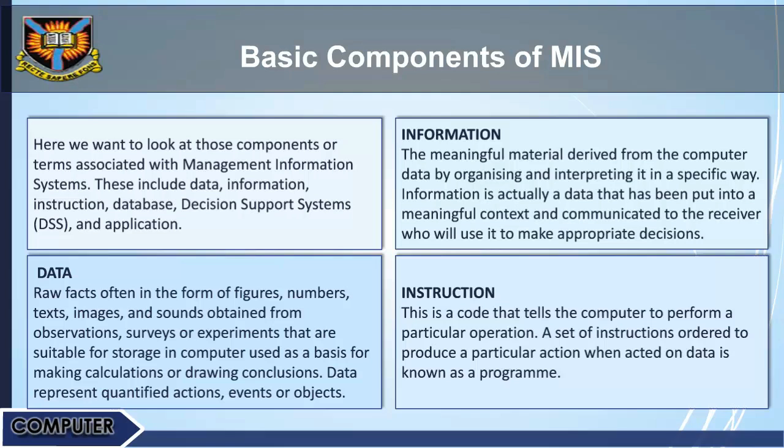Information. The meaningful material derived from the computer data by organizing and interpreting it in a specific way. Information is actually data that has been put into a meaningful context and communicated to the receiver, who will use it to make appropriate decisions. Instruction. This is a code that tells the computer to perform a particular operation. A set of instructions ordered to produce a particular action when acted on data is known as a program.